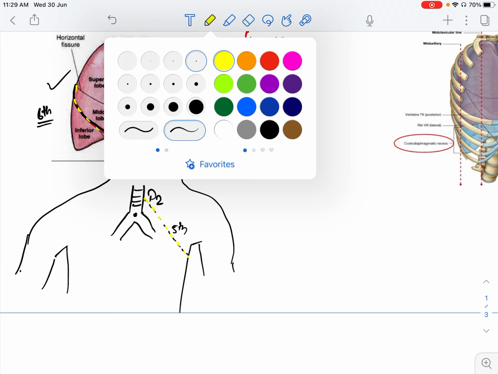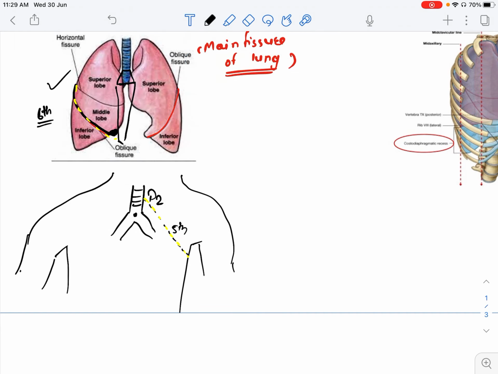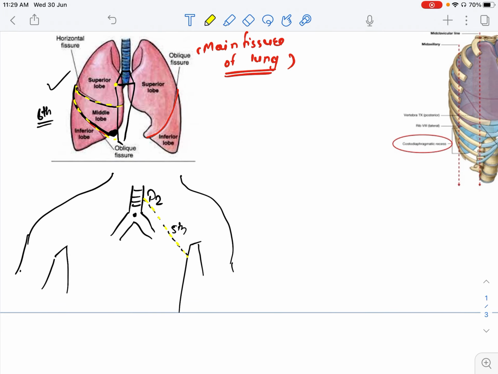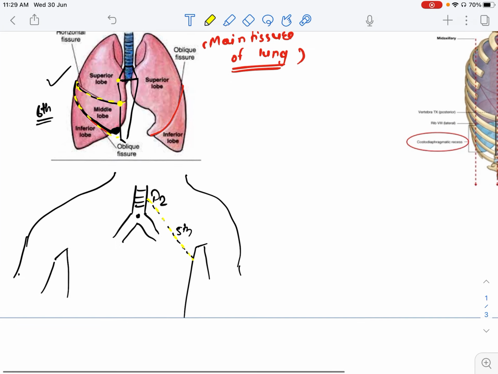The second fissure, it is present obviously since there are 3 right lobes. So obviously it is present only on the right side. See, you can see the course is horizontal. So it is also known as a transverse fissure or horizontal fissure. The course is quite simple. It starts from the fourth costal cartilage anteriorly. So this is the second costal cartilage because there is angle of Louis. So from the fourth costal cartilage, it runs horizontally until it meets the main fissure in mid-axillary line.